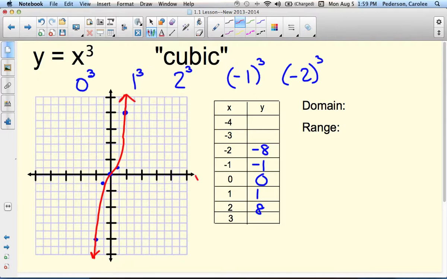Now let's talk about the domain and range. The domain: any number can work for the x values, what you can substitute in. So all real numbers work. Also, for the range, all numbers work. We have positive and negative y values. So this is all real numbers too, for a cubic parent function.